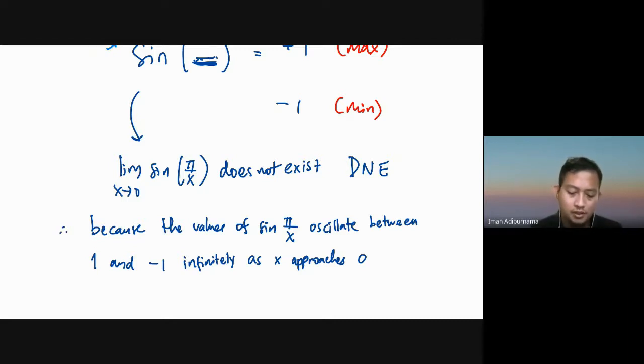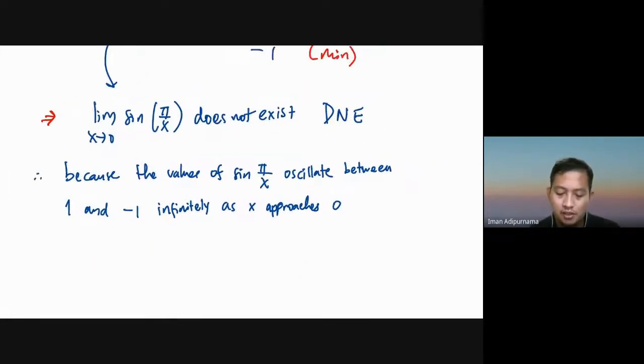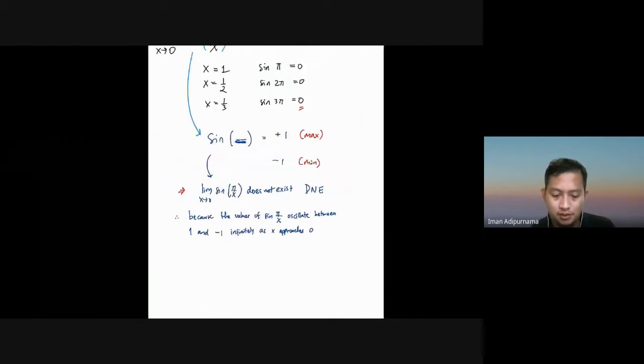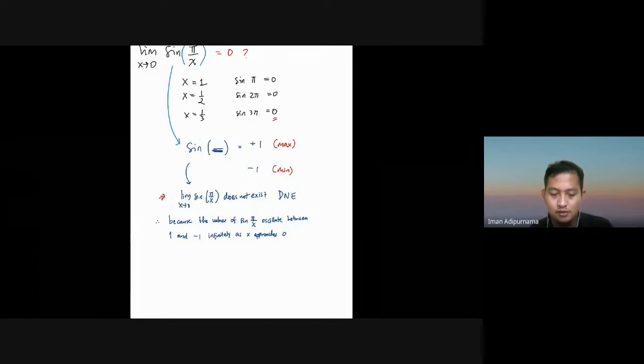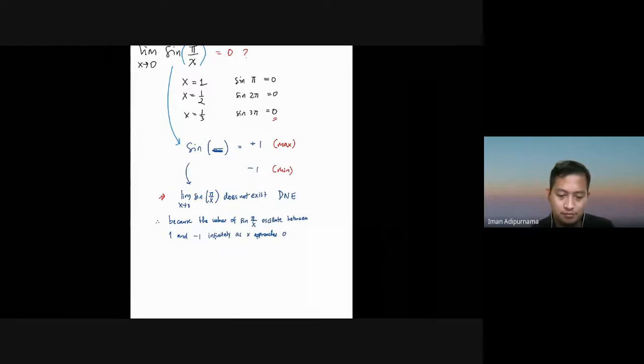Or I think you can just simply take this as the answer, and maybe just say that the value keeps changing. That's also okay. All right, this is sine pi over x.